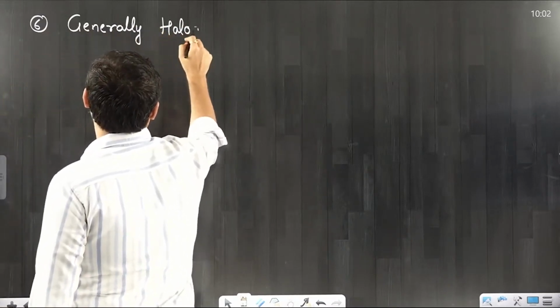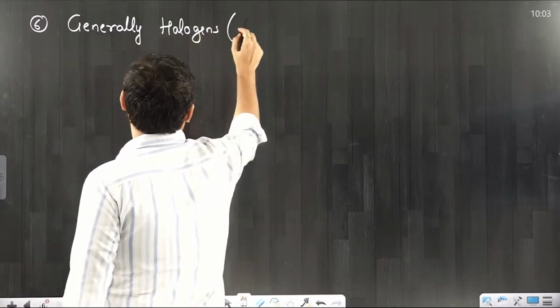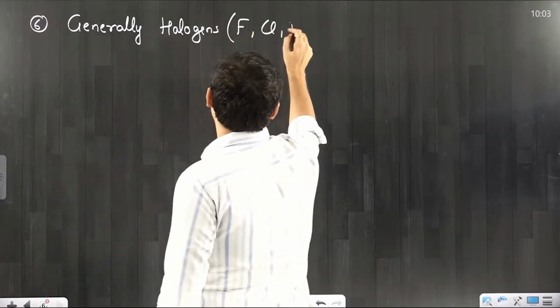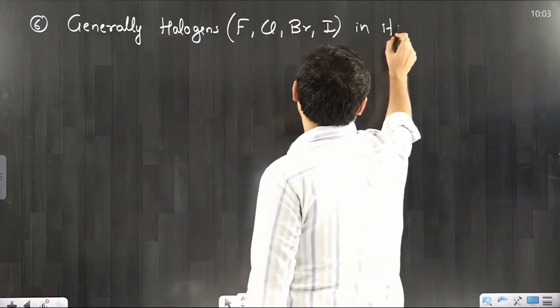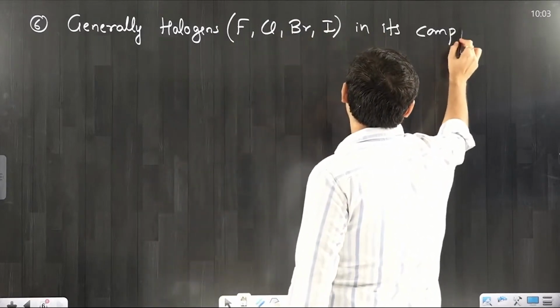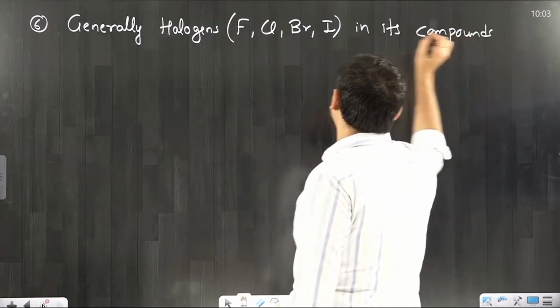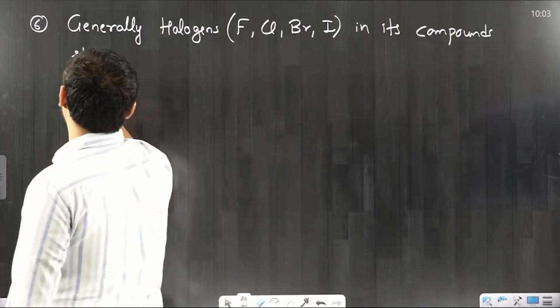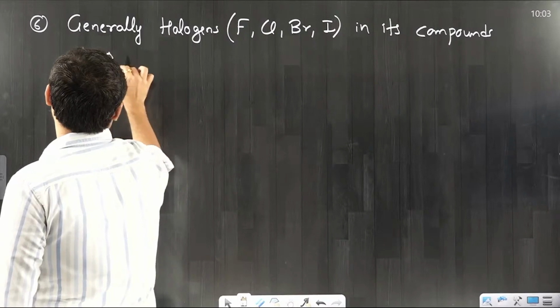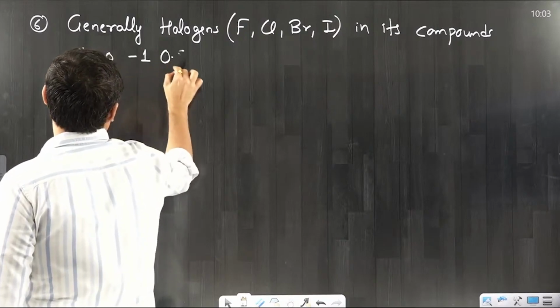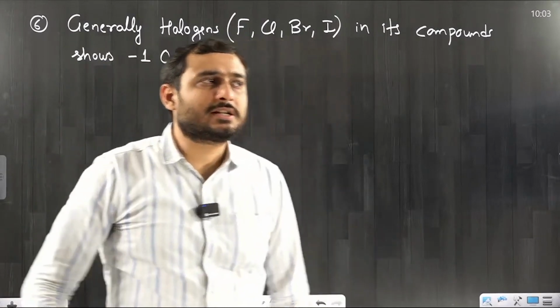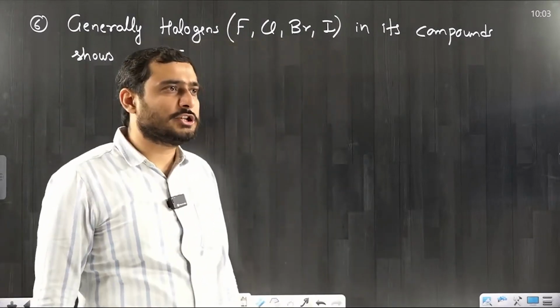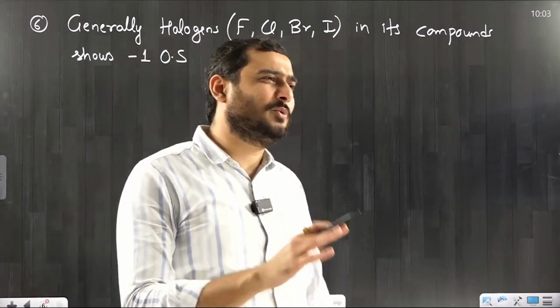So generally halogens, which are halogens? Fluorine, chlorine, bromine, iodine. In their compounds they show a -1 oxidation state. So what is the general oxidation state? What is a neutral compound? We'll discuss neutral compounds, wait for some time.